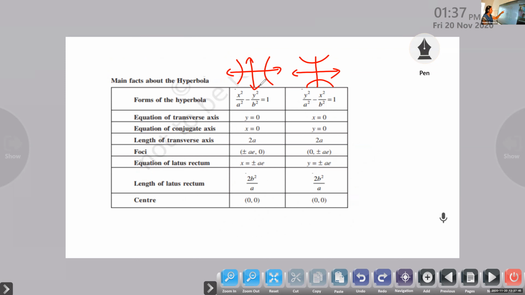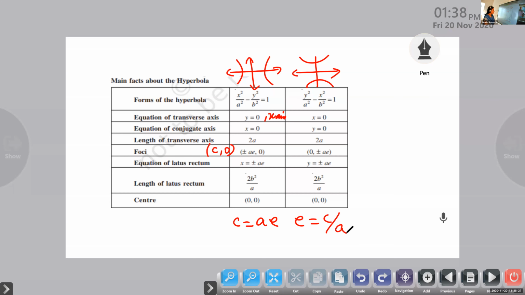In the first form, it is x square by a square minus y square by b square is equal to 1. So the transverse axis is y equal to 0, that is the x-axis, and the conjugate axis is x equal to 0, that is the y-axis. Length of the transverse axis is 2a. Coordinates of the focus are plus or minus c, comma 0. What is c? c is equal to ae, since e is equal to c by a. So foci is given by plus or minus ae, comma 0.